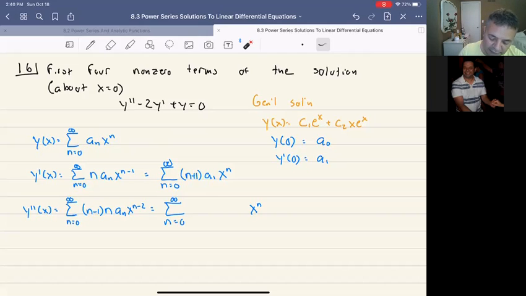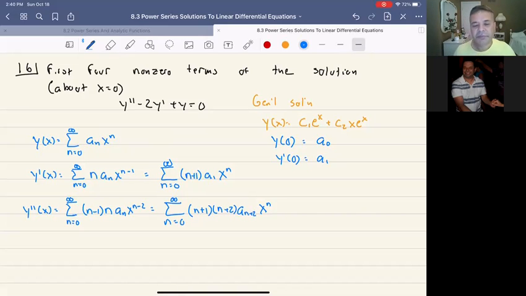So that means this is going to have to be 1, and that's going to have to be 2. So instead of n minus 1 and n, I'm going to write n plus 1, n plus 2, and then my a, first non-zero term, is going to be a sub 2. So I'm going to write a sub n plus 2. Okay, so this is y prime, this is y double prime.